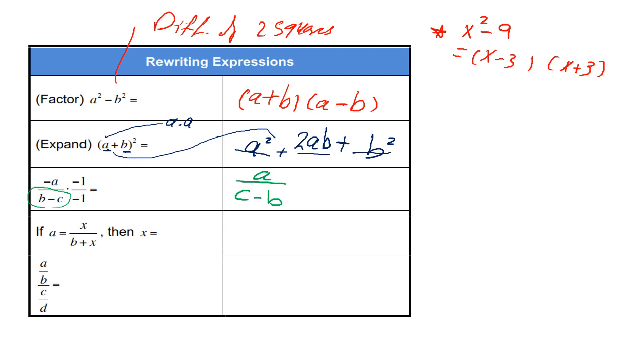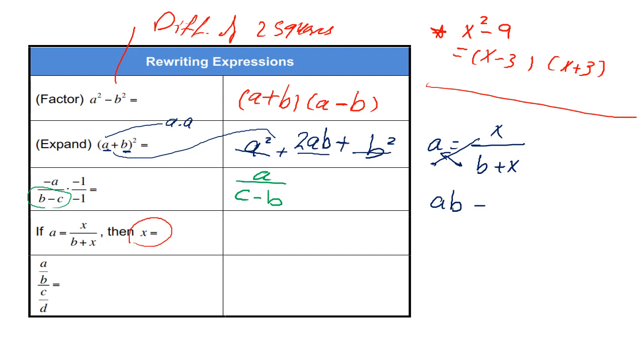Number 4. If a is equal to x over b plus x, and you want to rewrite it in terms of x, this one will take a lot of steps. First, you write a over 1 equals x over b plus x, and you cross multiply. So a multiplied by b plus a multiplied by x, which is ax, is equal to x. By moving this ax to the other side, ab is equal to x minus ax.